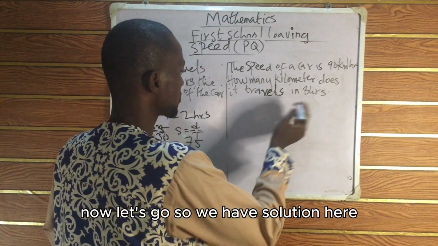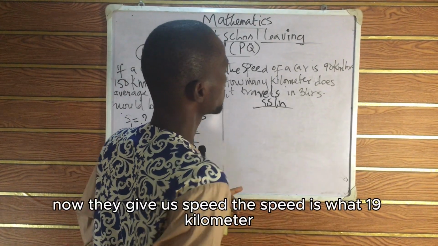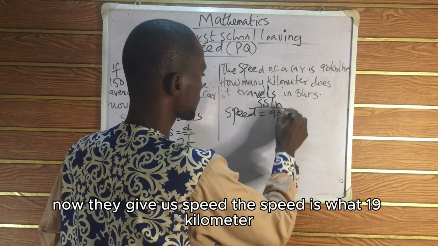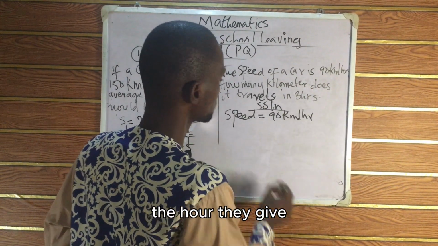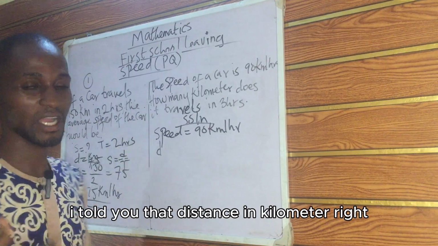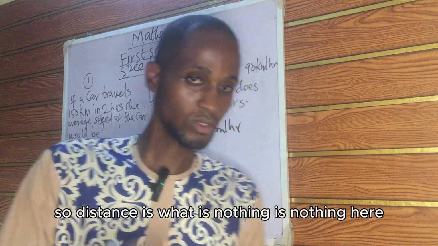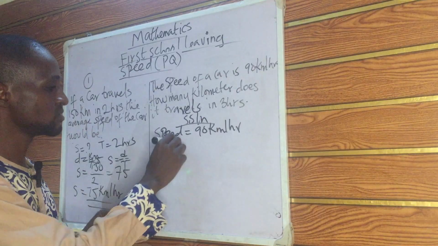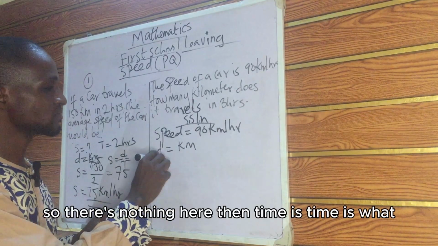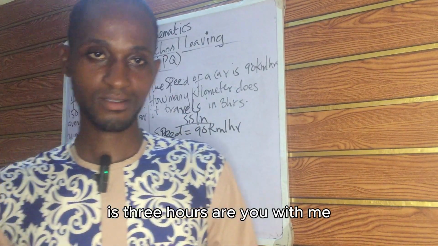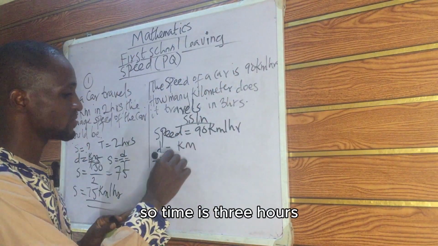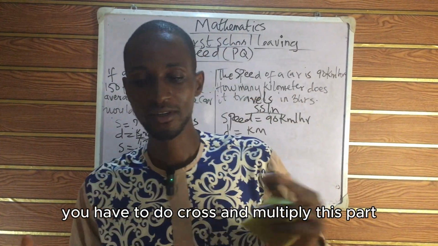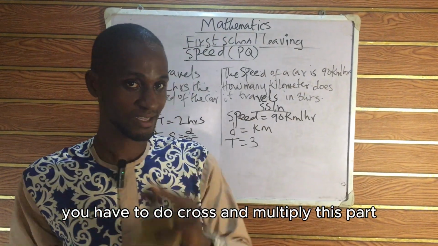Now let's go. So we have the solution here. They gave us speed. The speed is 90 kilometers per hour. Remember I told you that distance is kilometer, right? So distance is nothing here. They say how many kilometers? So there's nothing in kilometer. Then time is 3 hours. Are you with me? So in this question, you have to cross and multiply in this part.